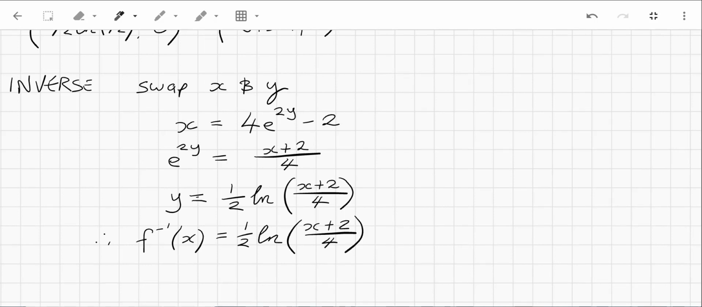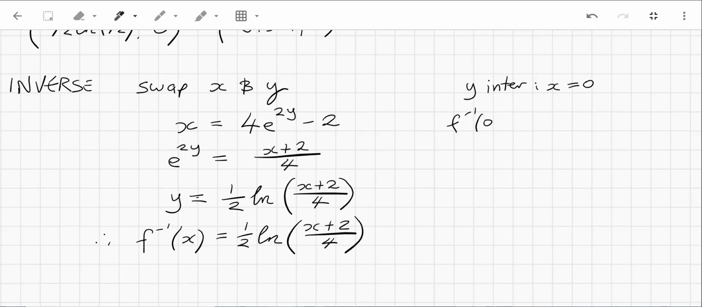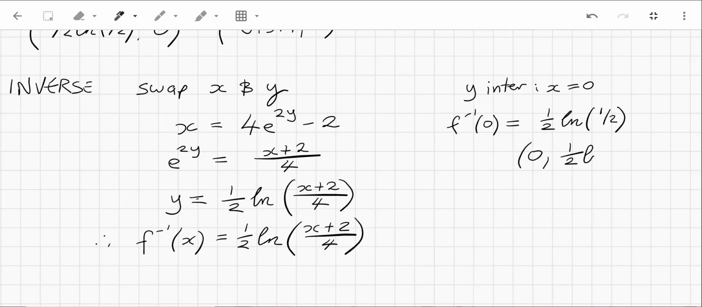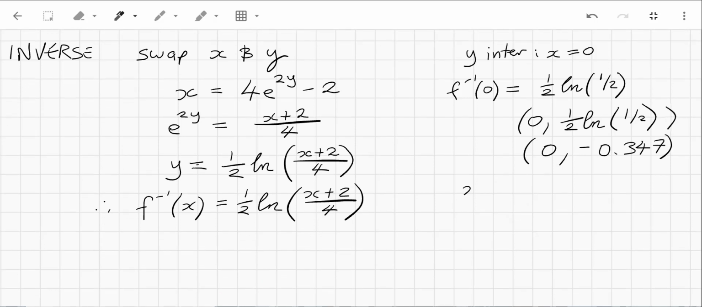Key things to find on this graph, again, the x-intercept and the y-intercept. So the y-intercept, I'll let x equal to 0. The inverse when x equals 0 is equal to 1/2 ln a half. So that's (0, 1/2 ln half). From earlier, that approximates as negative 0.347.